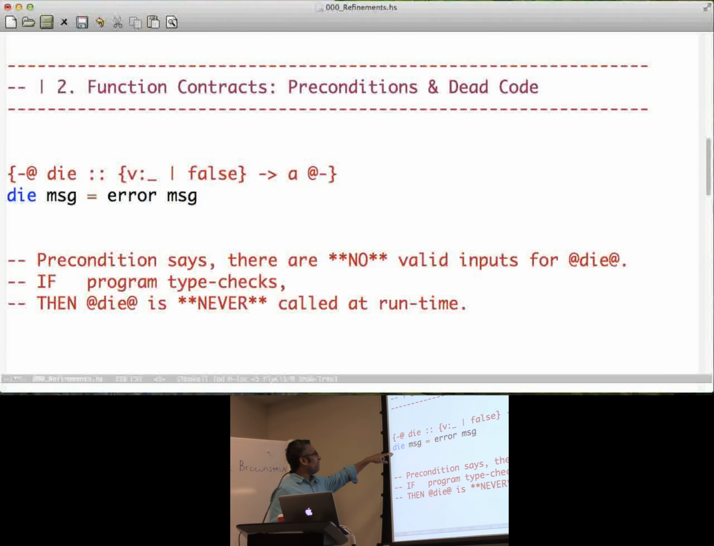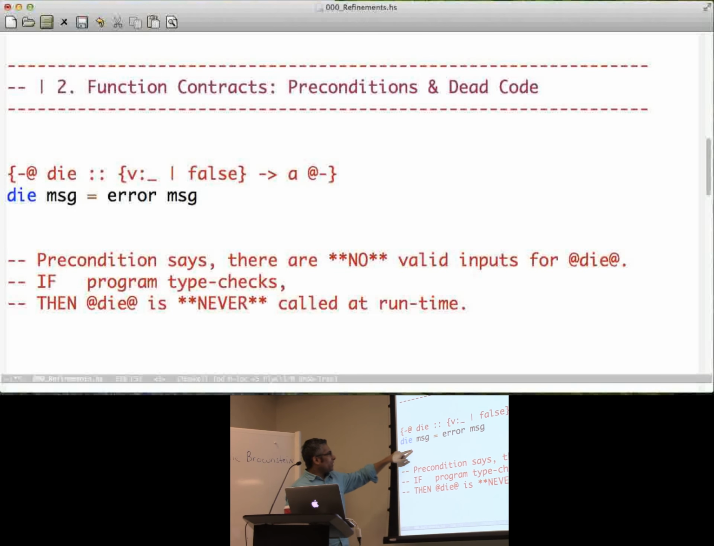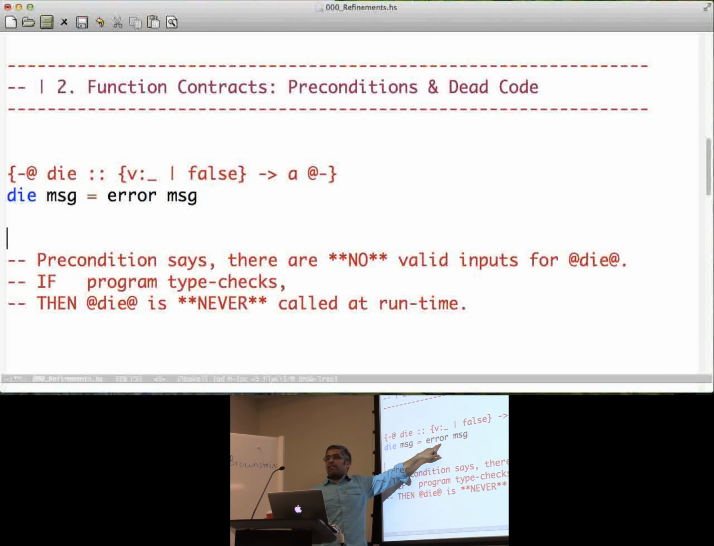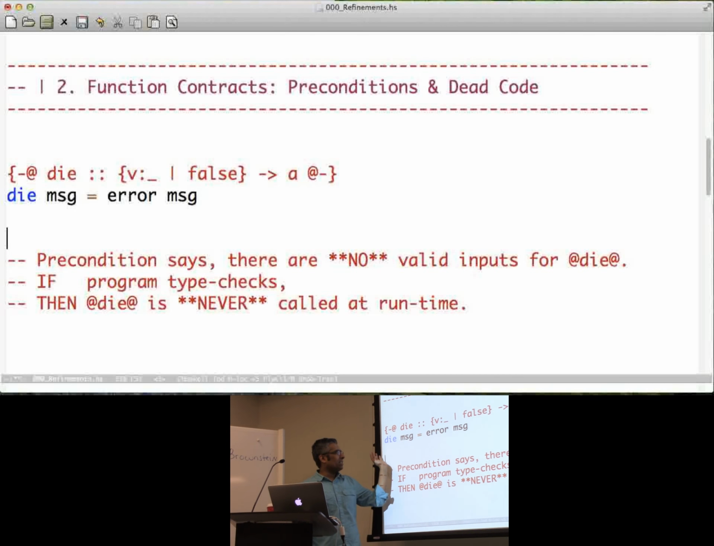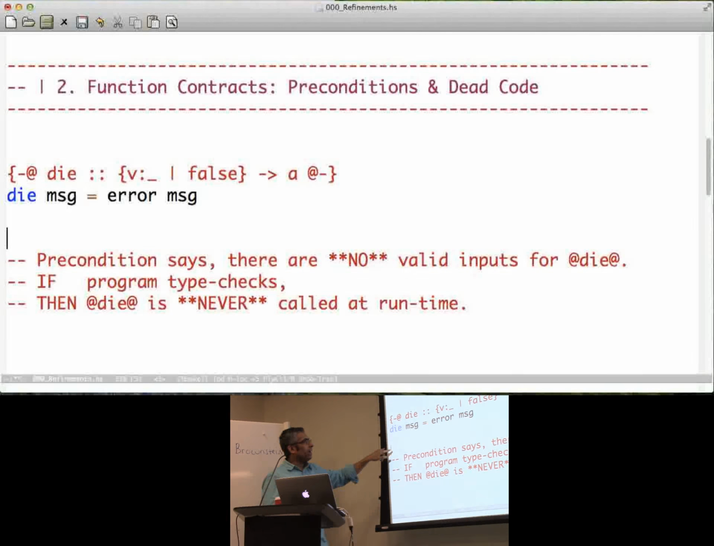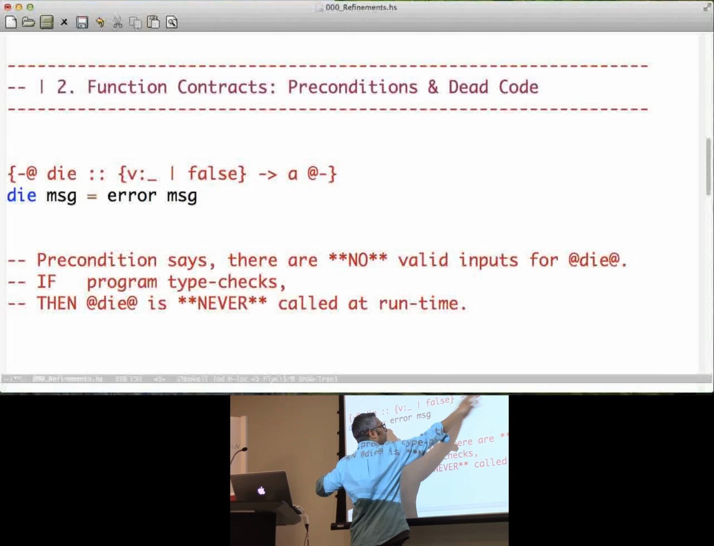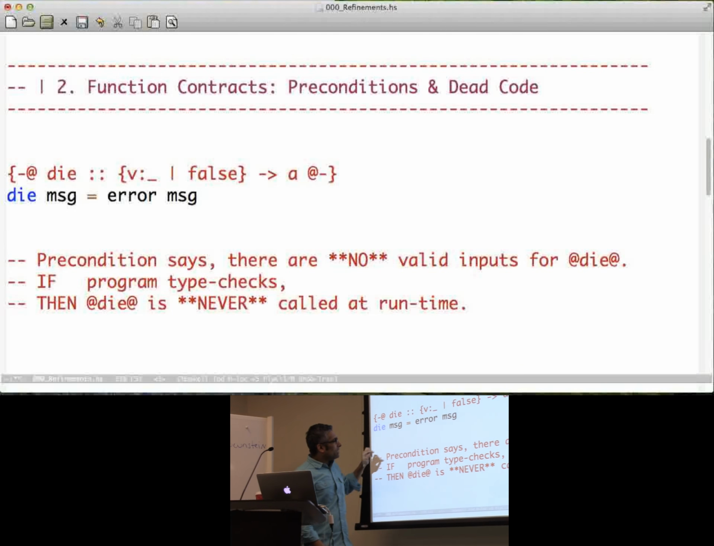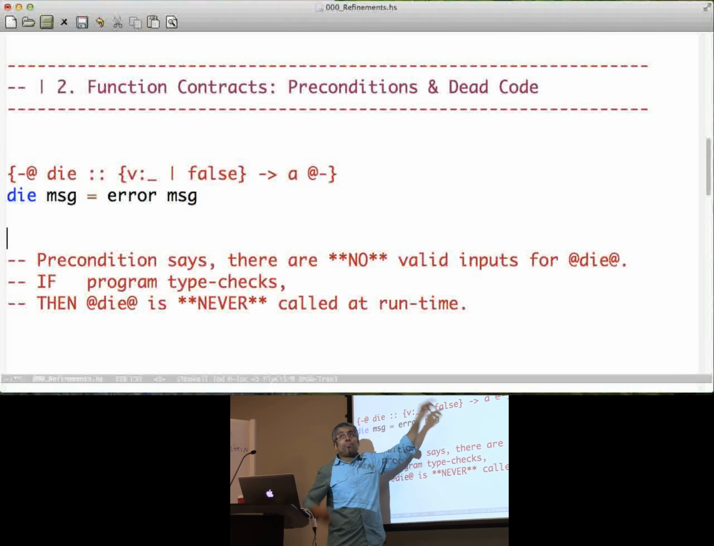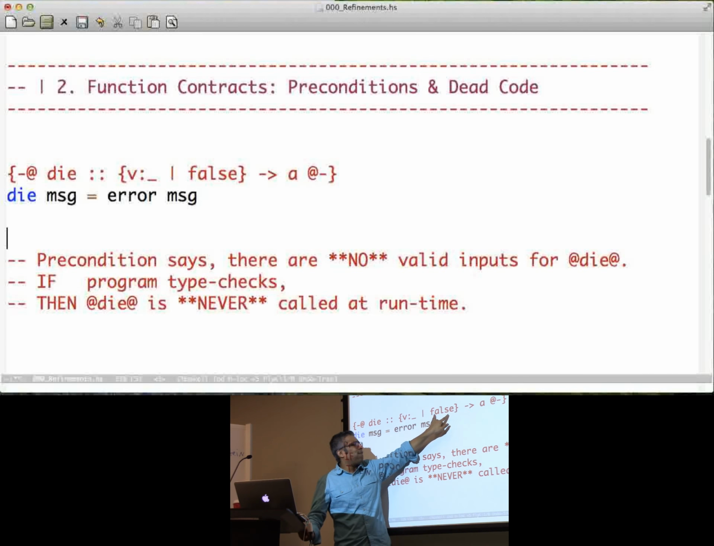Here I'm writing a function somewhat violently named die, which is just a wrapper around good old error. Die takes a message and just calls error on the message. But here's the deal. Die is now the first refined function type that I'm showing you. I'm not referring to the input and the output, but I'm giving the input type a precondition. Think of this as a precondition, false.